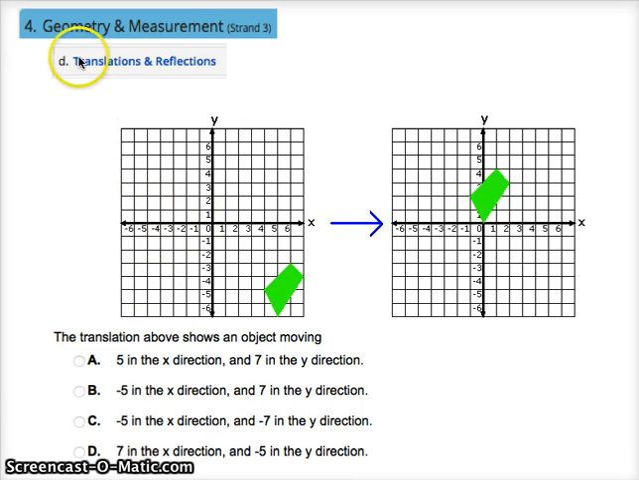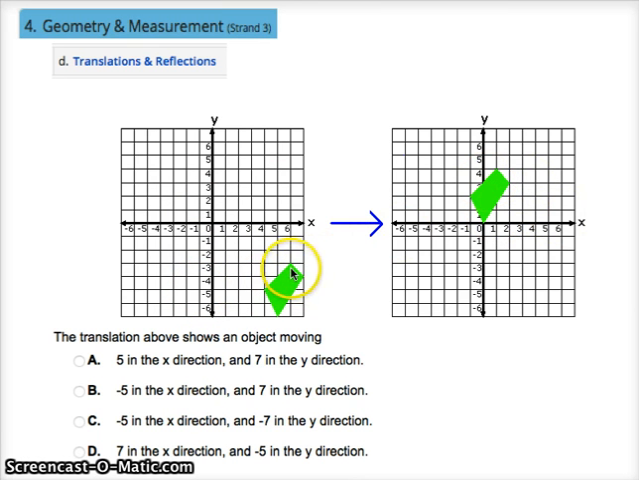This topic is all about translations. That is when you slide an object. So we want to slide this green quadrilateral, and it's going to end up to where this green quadrilateral is. So from this first coordinate grid, it would have to go left and up. From here, it would have to go left and up to end up where it's at.